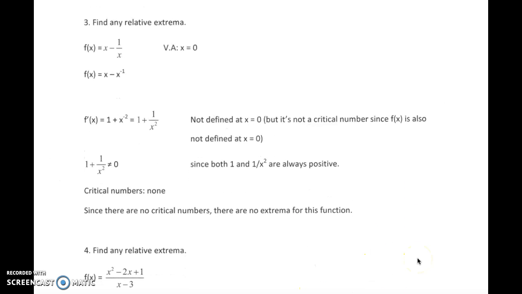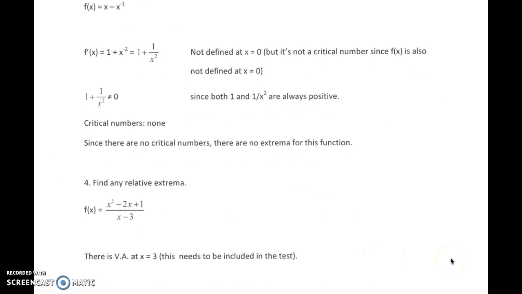Let's look at number 4. I want to find any relative extrema for this rational expression, x squared minus 2x plus 1 over x minus 3. We have to remember there is a vertical asymptote at x equals 3, and because there's a vertical asymptote, we will have to include it when we do the test here.